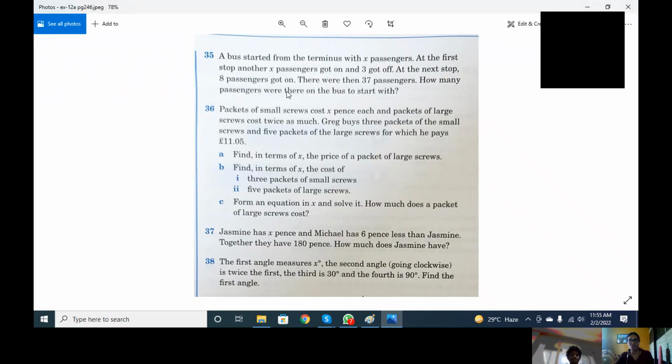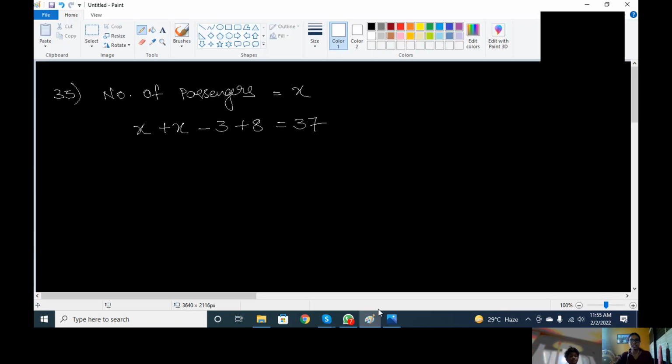How many passengers were there on the bus to start with? So, you need to find the x value here. Okay. So, let's add the like terms. On the left hand side, x plus x gives you 2x. This is a negative 3 and a positive 8. So, what do we have to do? Is it addition or subtraction here? Is it minus and plus? Will it make minus?